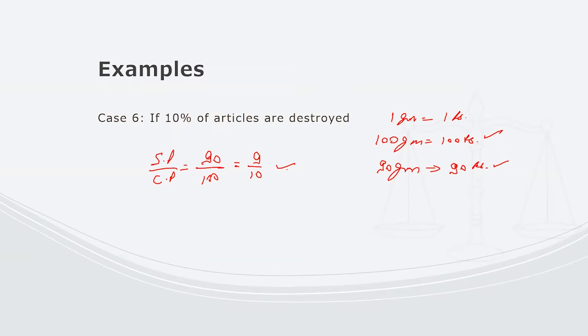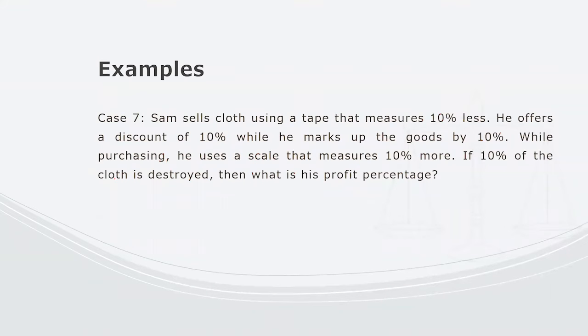So let's now move on and try and combine all of these 6 cases, or whatever we can. We will combine all of this and try to make a question out of this and see how the ratio of selling price by cost price can really help you to solve that question very, very quickly. Let's look at this. So what is he doing? Sam sells cloth using a tape that measures 10% less. Now this is one single transaction. It is measuring 10% less than what it should have ideally measured, right?